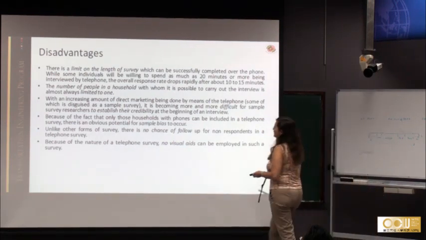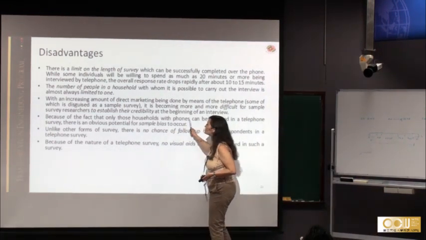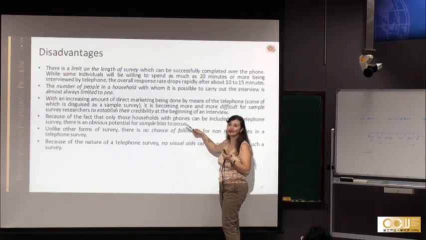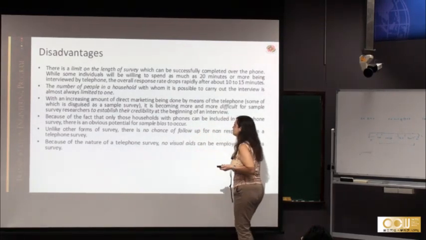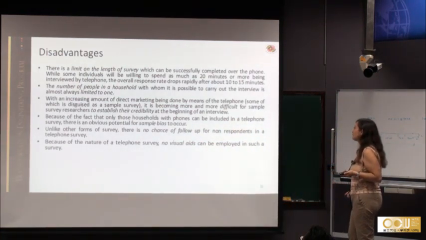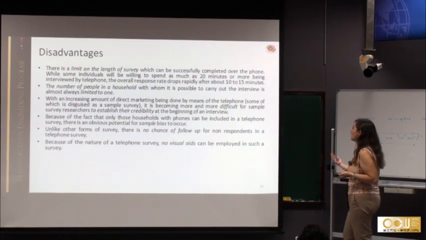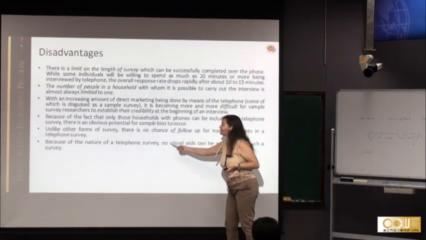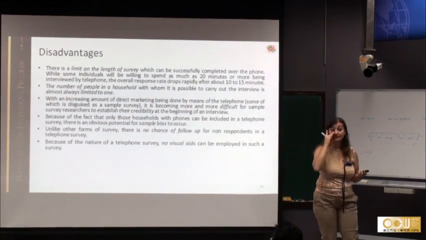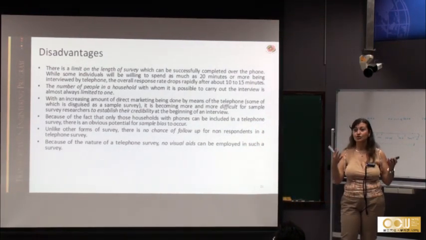This is an old book, but you have a sample bias because there are people without phones. Now it's not true anymore, because there are people without a fixed phone who have a cell phone, and you have no access to that. No visual aid, so the person is just responding in the dark. You cannot give him one unless you send him a complete package.